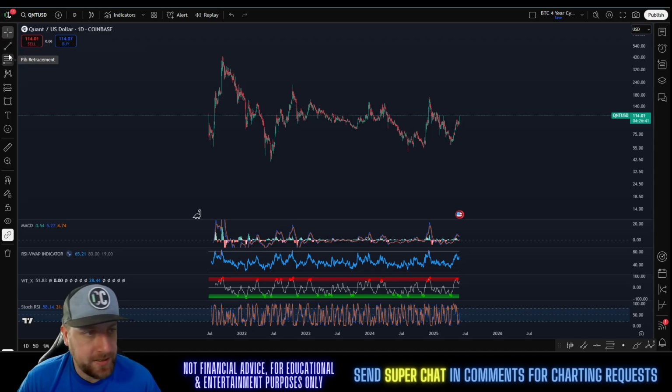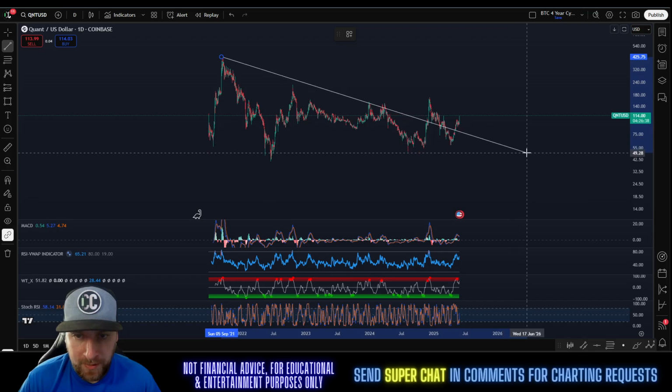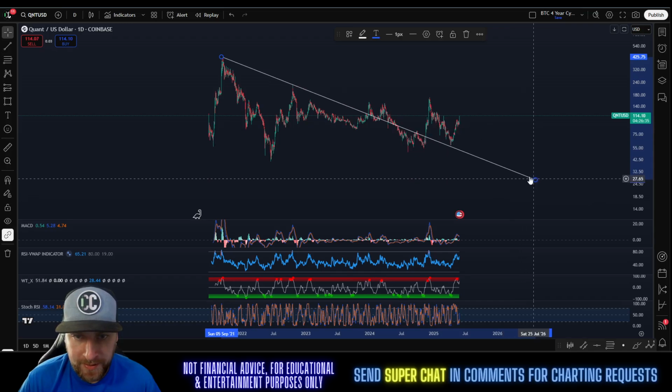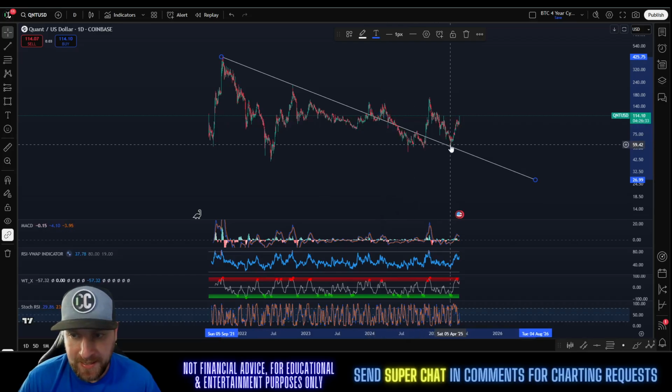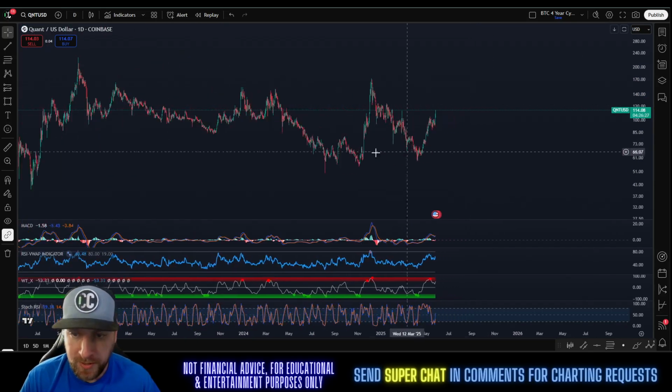All right, ladies and gentlemen, let's get into Quant right here. I had a downtrend drawn for years on this thing. I don't even remember how I had it drawn. I think I had it drawn like this briefly until we back tested as support here on April 13th. In that case, we did bottom out, but we're going to erase everything and start fresh here, do a new chart.